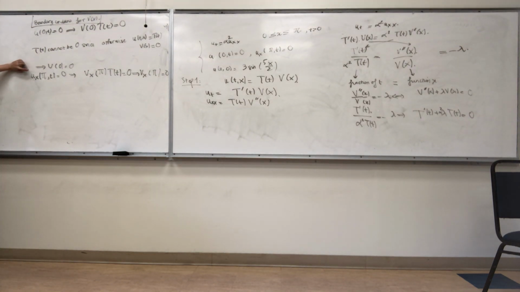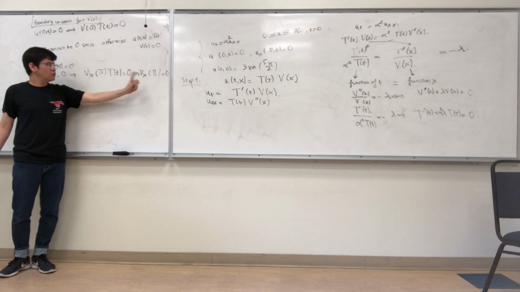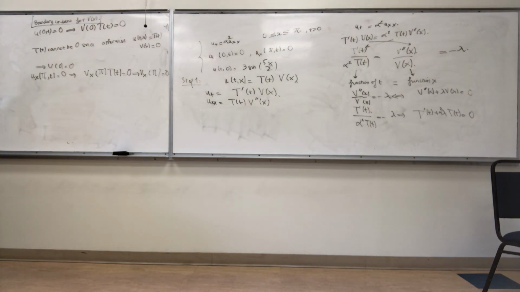So the second boundary condition is the condition at pi. You have u_x(pi, t) is 0, which means that v_x(pi) T(t) is 0, which means that v_x(pi) has to be 0. It's clear? Questions? So I explain again.